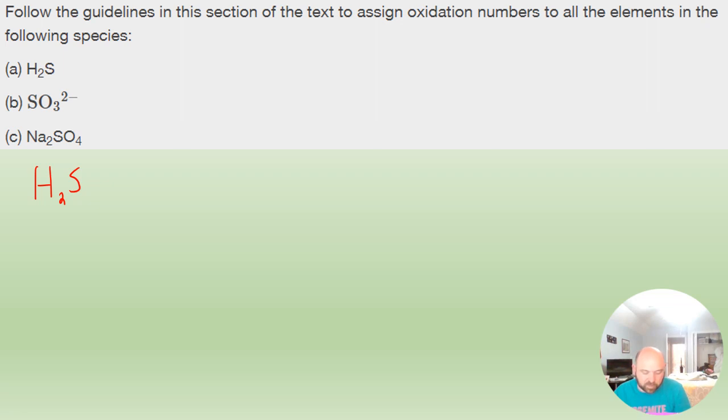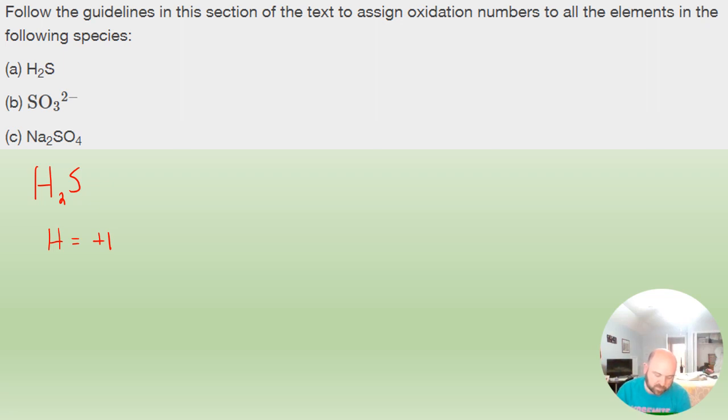We remember from the previous set of rules that when hydrogen is bonded to nonmetals, as it is here, bonded to a sulfur atom, then its oxidation number is +1. So each of the hydrogens there has an oxidation number of +1. Since there are two of them, to figure out what the sulfur is, we take into account that all of the oxidation numbers must add up to the charge on this molecule.